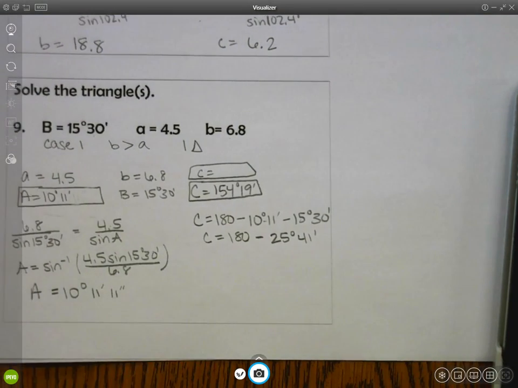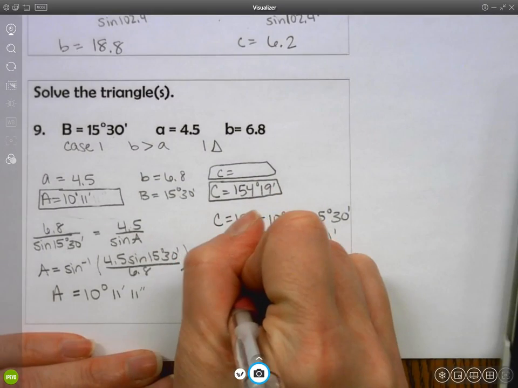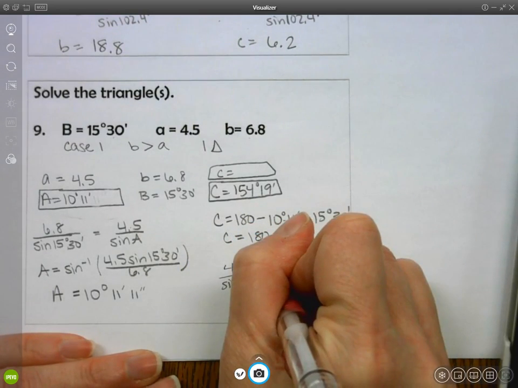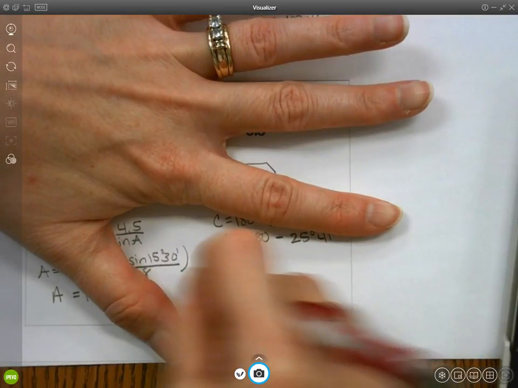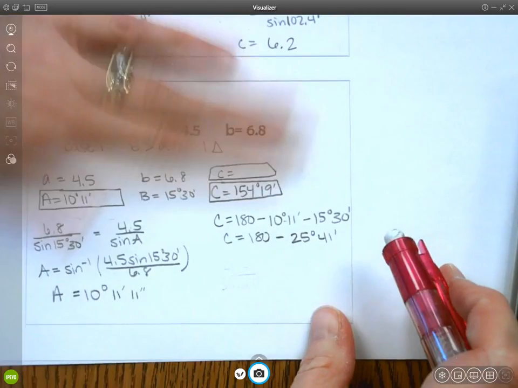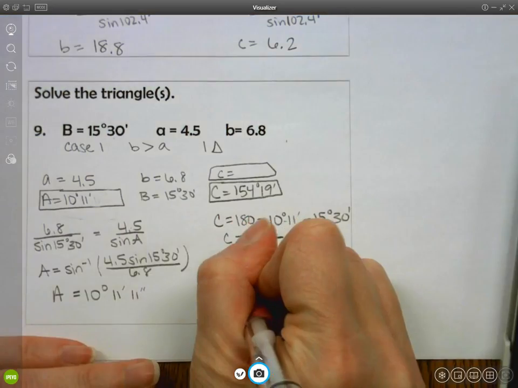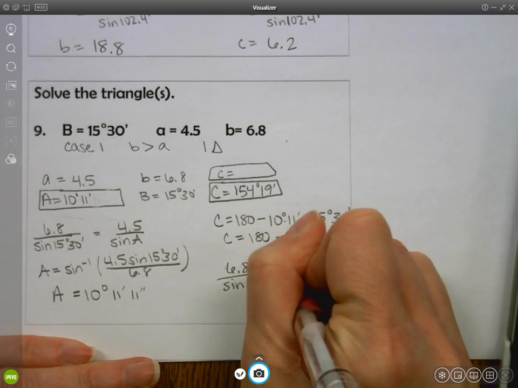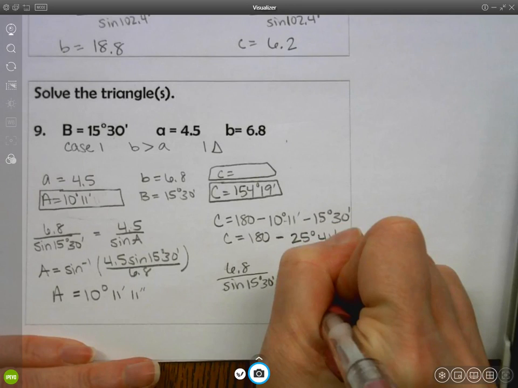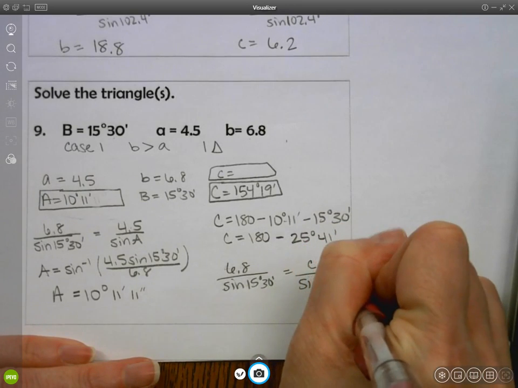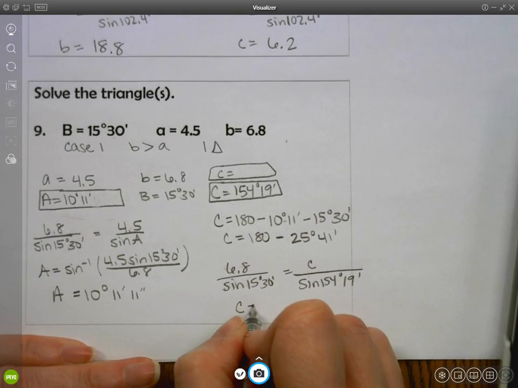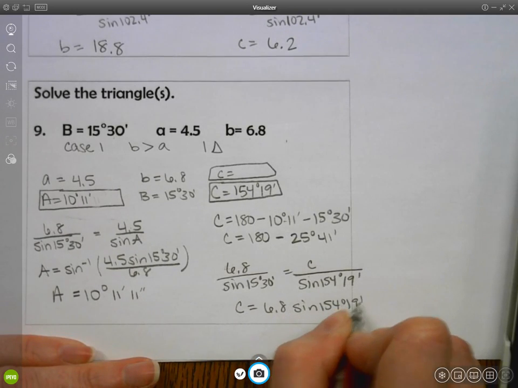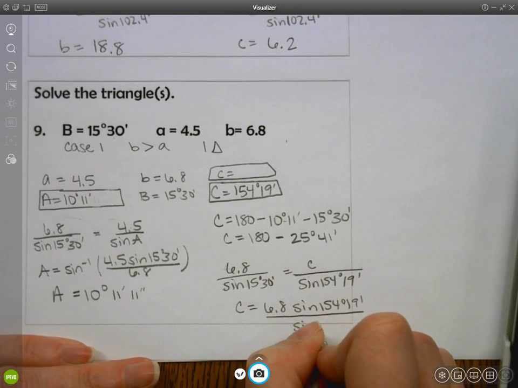Alright, so then to find that last side, we can say 4.5 over sine of 10 degrees, 11 minutes. Nope, why don't I do that? I mean, you could do that, but let's use what they gave us. So 6.8 over sine of 15 degrees, 30 minutes is equal to C over sine of 154, 19. So C is equal to 6.8 times the sine of 154 degrees, 19 minutes, all divided by sine of 15 degrees, 30 minutes.